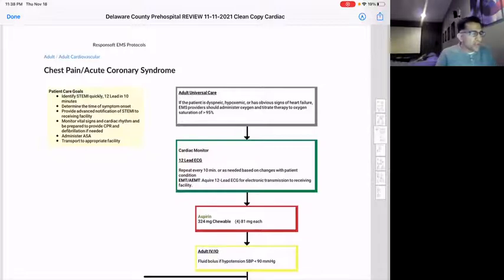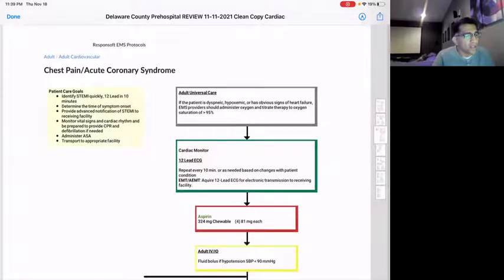Hi, everybody. Thank you so much for joining me today as we start talking a little bit about the cardiac section of our protocol. What you're seeing on the screen right now is just our Delaware County pre-hospital clean copy, and I'm just going to show you the cardiac, but I'm not making any PowerPoints today. All I'm going to do is take you through what we're doing here and show you what our protocol is and walk you through it.